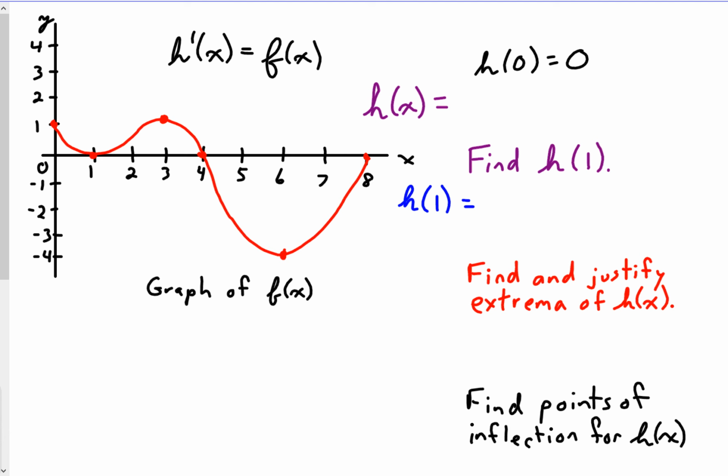So here we're given a graph of f of x, and we're told that h prime is equal to f, and that our function h is going to have to go through the point 0, 0.